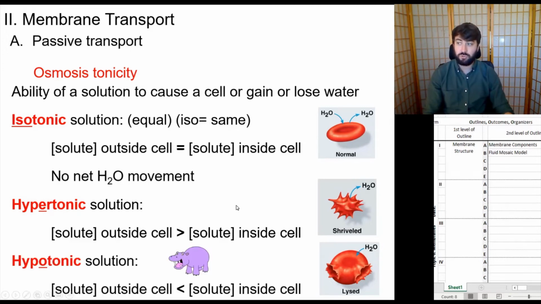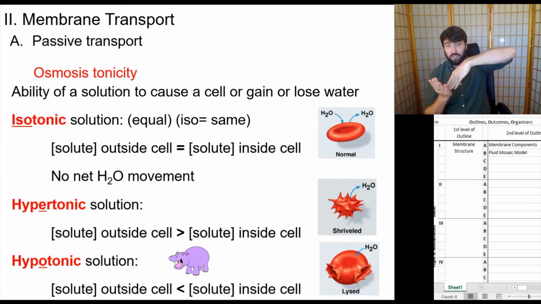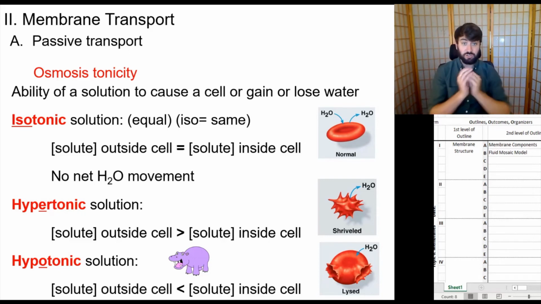Now, this is opposed to a hypotonic solution, when there's less solute outside than inside. This causes the water to move into the cell to try to reach a relative equal concentration. This can result in the cell actually swelling or maybe even bursting if too much water rushes in.